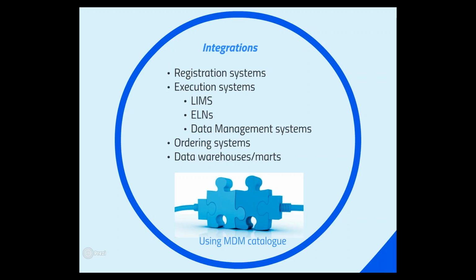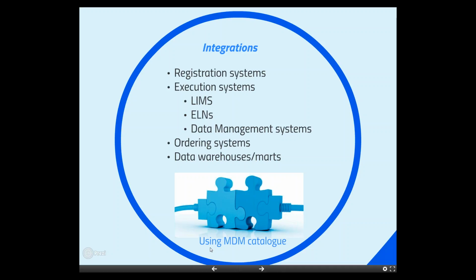It's also typically integrated with your ordering systems so that we can evaluate availability and issue orders for material to be delivered to the assay labs ready for execution. We may also integrate it to a data warehouse or data mart so that we can evaluate results once they're posted and then make decisions about where to progress the materials next in the project. All of these integrations are managed using the BioRails Master Data Management Catalog, which allows you to readily integrate those different pieces of information.